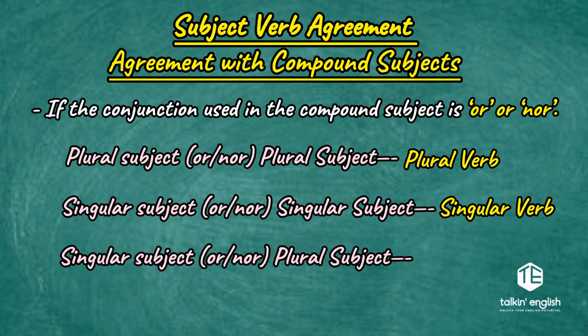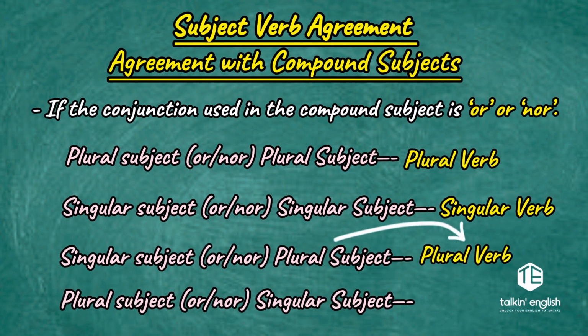If the number of the subjects is different, I have a singular subject and I have a plural subject, then here the verb agrees with the subject nearer it. If the subject nearer it is plural, the verb has to be plural. And if the subject nearer the verb is singular, you have to choose a singular verb. Now let's apply these rules on the coming questions.